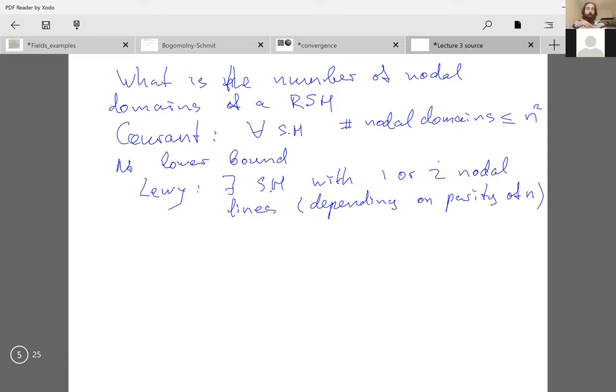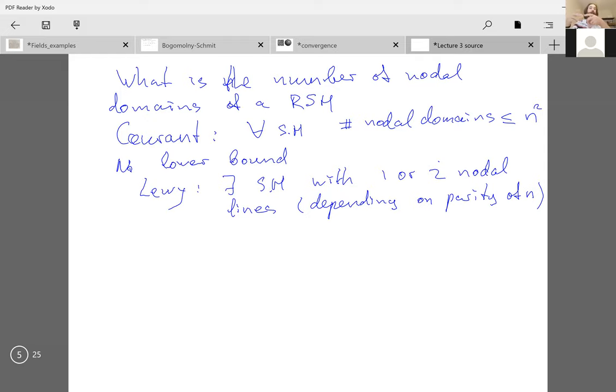And now the question is, yes. Can you please define what nodal domains and nodal lines are? Nodal lines are just lines where the function is zero. So it's the zero level set. And nodal domains are domains where the function is positive or negative.